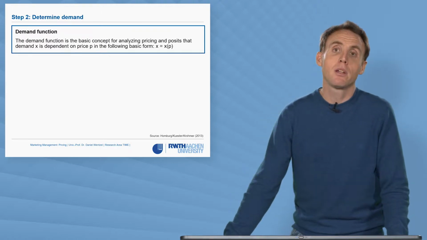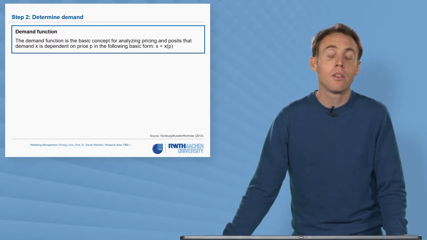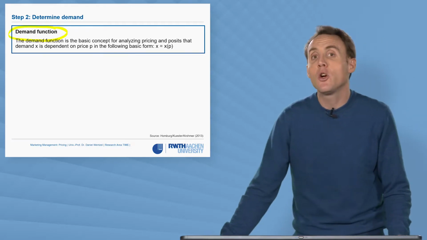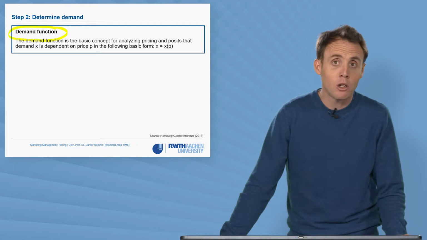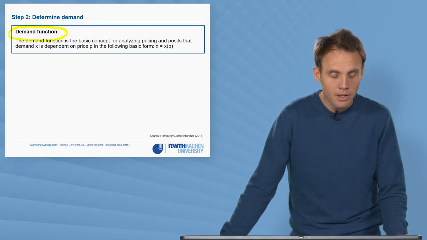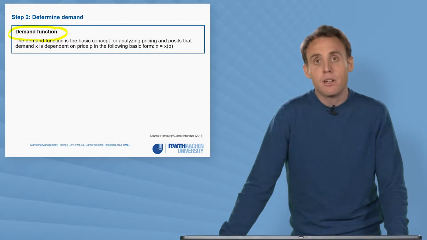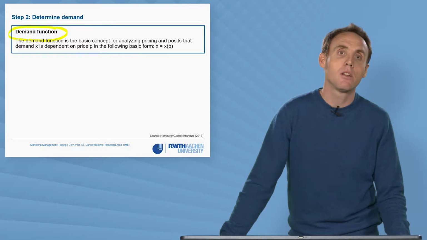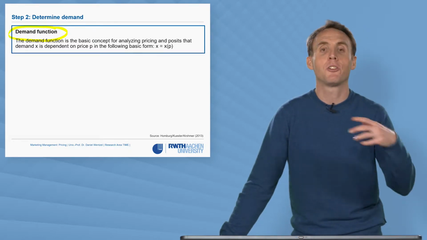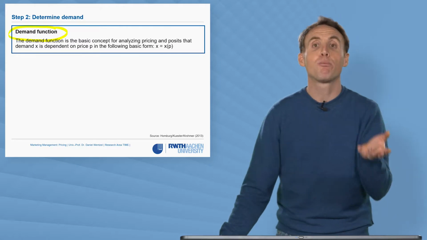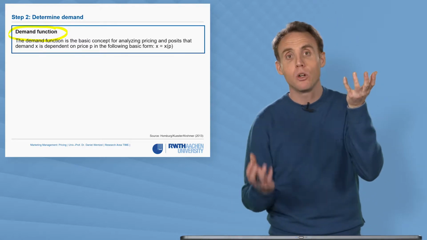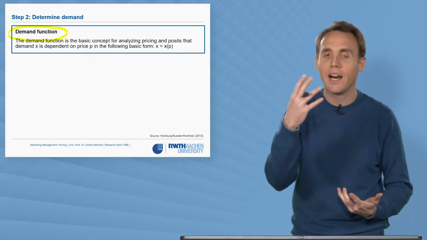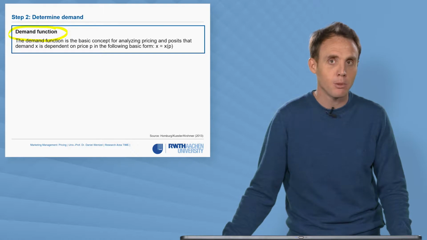One of the most popular concepts or frameworks to think about this question is the demand function. You may know that already from other disciplines like microeconomics, where it's also a very popular concept. The demand function is very simple in that it posits that demand X is dependent on price P, and mostly that there's a negative relationship. Meaning you raise prices, demand will go down, you lower prices, demand will go up. That's for almost all kinds of products. That's a very basic proposition.